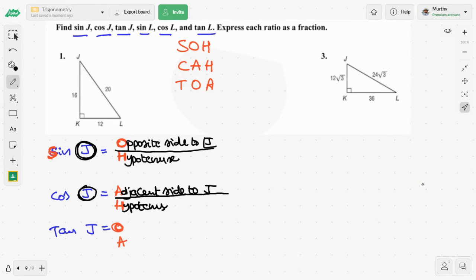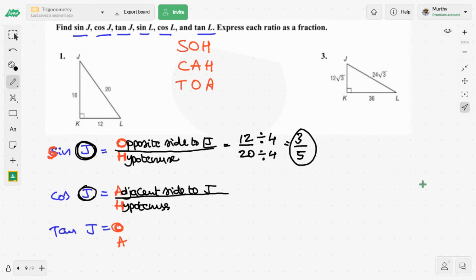Let's solve the first two problems, then we can go to the other one. What is opposite to J? Here is letter J, and the opposite side to J is 12 units. Therefore, I write 12 over hypotenuse, which is 20 units. With what value can I divide both numerator and denominator? Obviously 4, like 4 times 3, 4 times 5, you are done.